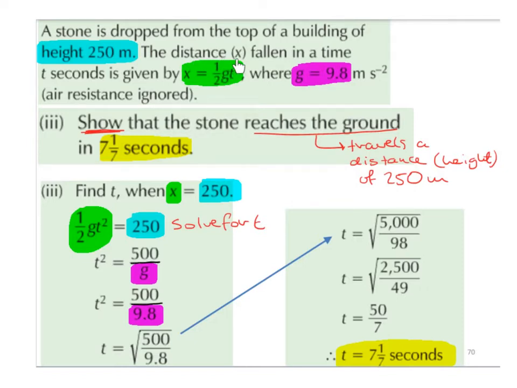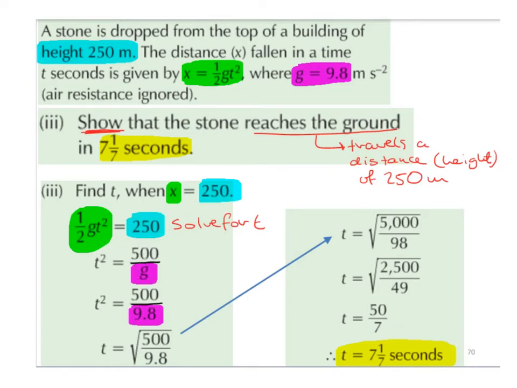So we let half gt squared equal 250. And then we solve for t, to get the t on its own. First of all, multiplying both sides by 2 will get rid of that half, so 250 times 2 is 500. We're also going to divide both sides by g to get rid of the g. So we'll end up with 500 over g, and on the left-hand side we still have the t squared. So t squared equals 500 over g.